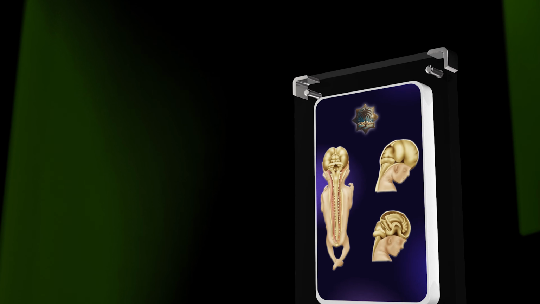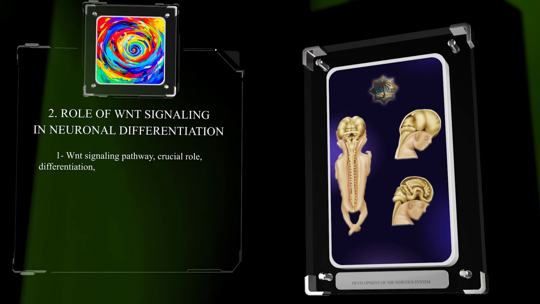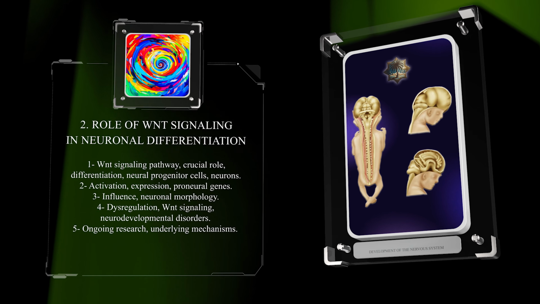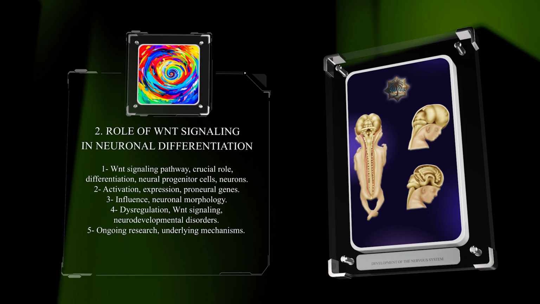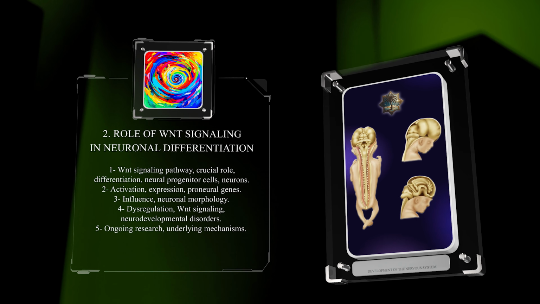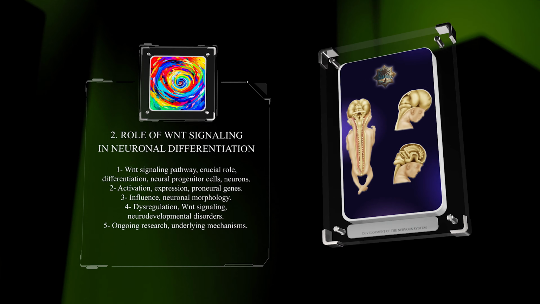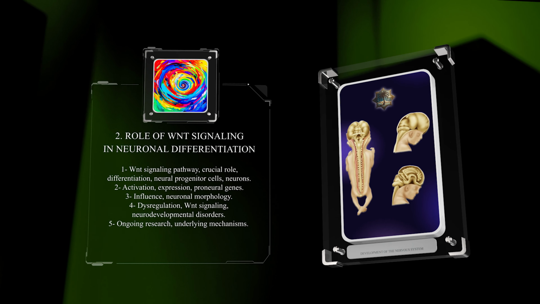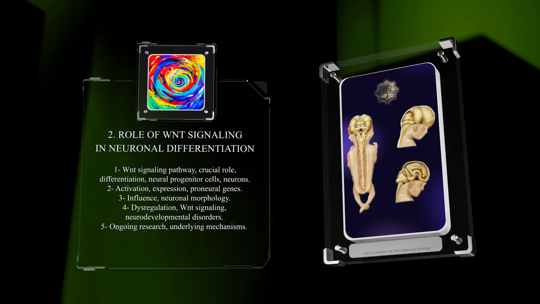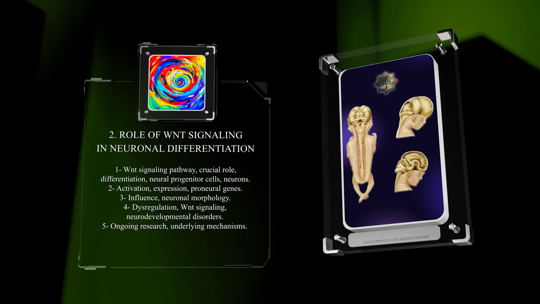The WNT signaling pathway plays a crucial role in the differentiation of neural progenitor cells into neurons. It activates the expression of proneural genes and influences neuronal morphology. Dysregulation of WNT signaling is linked to neurodevelopmental disorders. Ongoing research aims to uncover the underlying mechanisms.